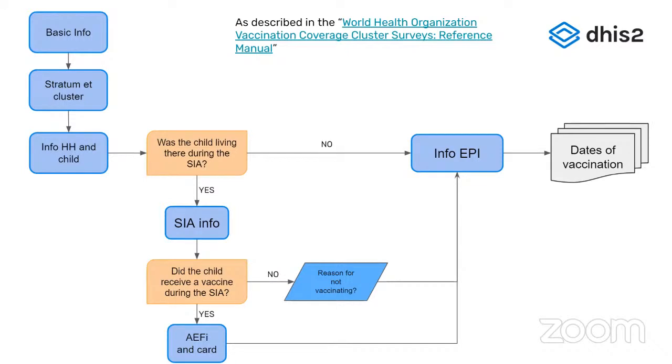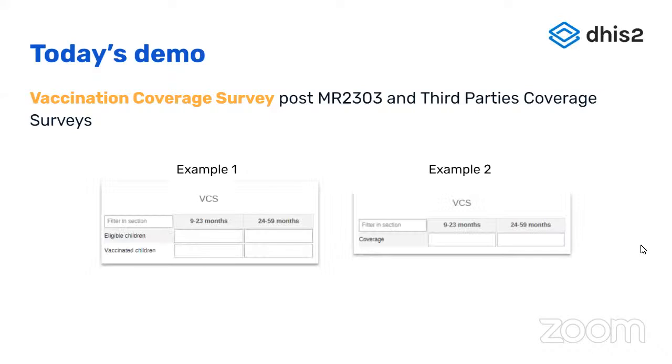Or, for example, you can start triangulating better information with the routine EPI, because you can also check whether this child had received another vaccine during the routine activities. So there is quite a range of information that can be obtained from RCMs. And of course, there are also different examples of vaccination coverage surveys that can happen post-campaign, but also, as we said before, as third-party coverage.